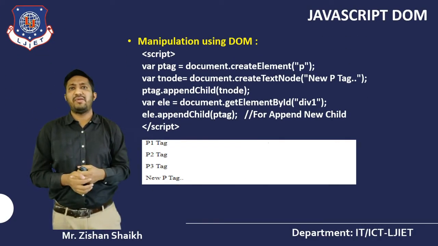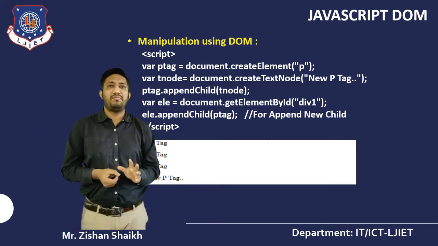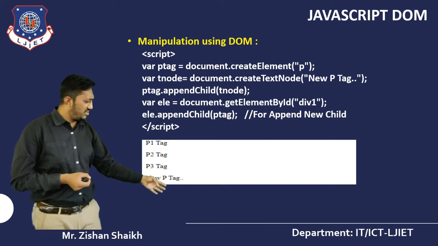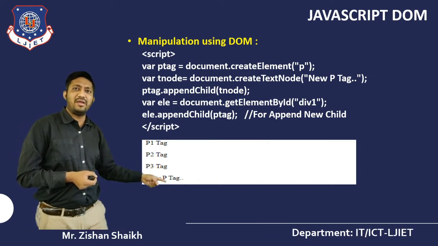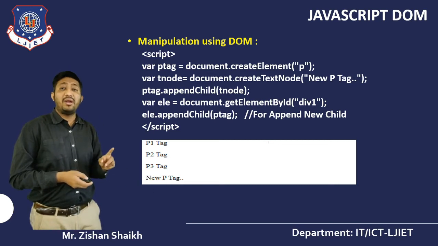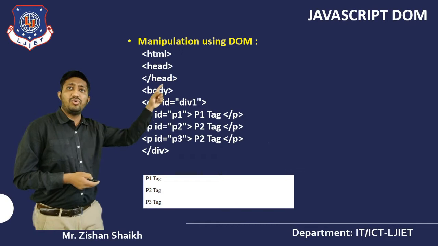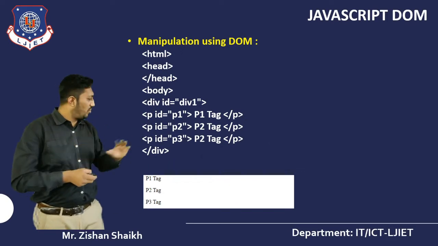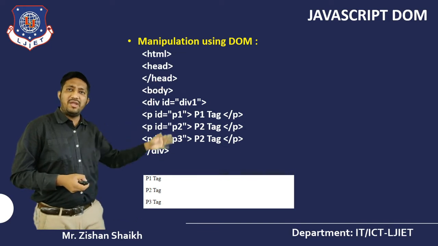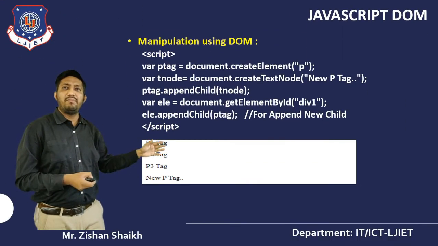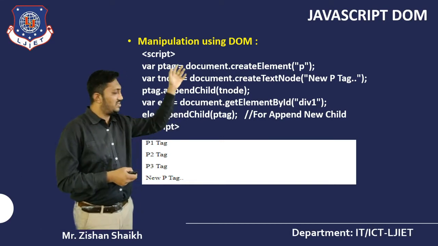So let's understand one by one. Suppose I want to insert a new paragraph here. First understand this output: P1, P2, P3, and then I am adding a new P tag here. But you have to take care that in this HTML code I'm not changing anything. The same HTML code is there, but I am writing something in my script code. So what is the script code?